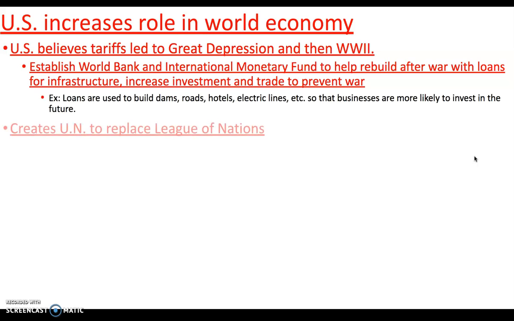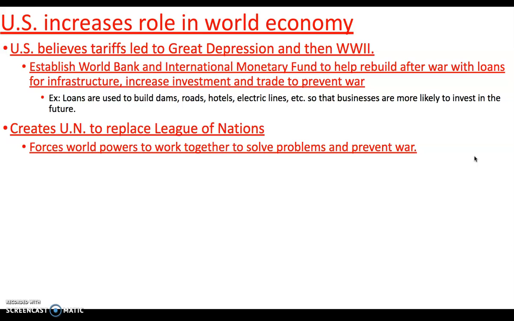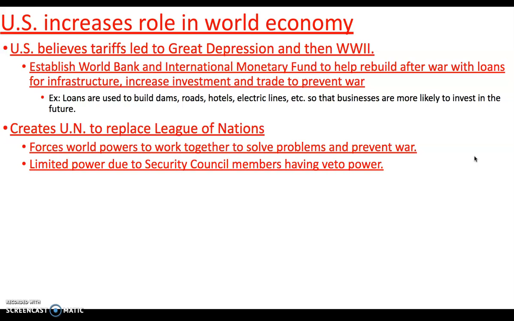Okay. So also we're going to create the United Nations, which we kind of mentioned at the very end of the World War II unit, to replace the League of Nations. So again, hopefully to force the world powers to work together to solve problems and prevent war. We'll look at how that actually works. It is limited due to the power of the Security Council. All right, because any action has to have unanimous consent.